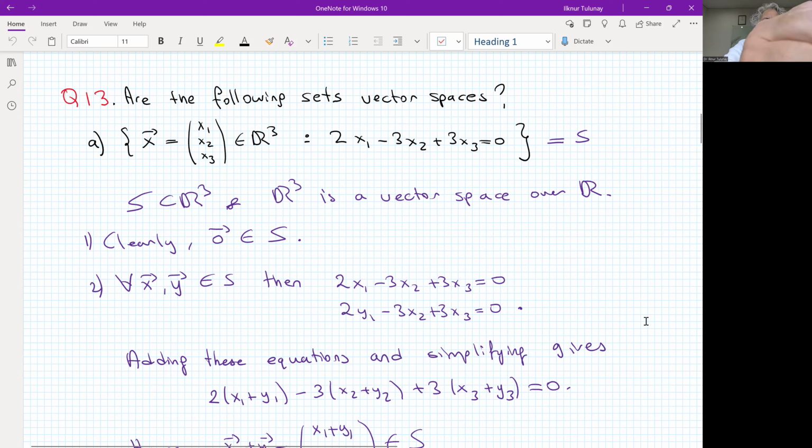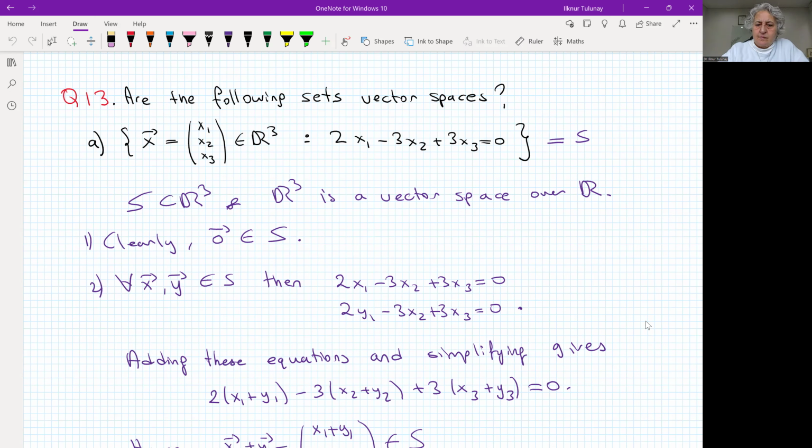I realized that I need to fix this. This is supposed to be Y2. This is just writing Y2, Y3. And then we have these 2, as X and Y vectors are in the set S.